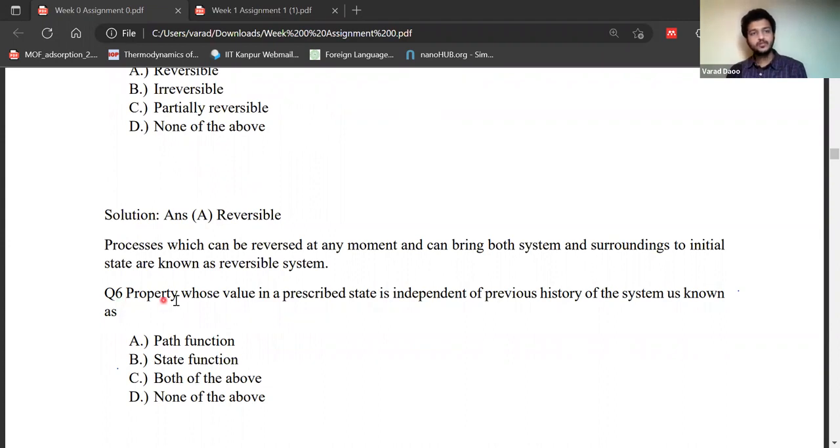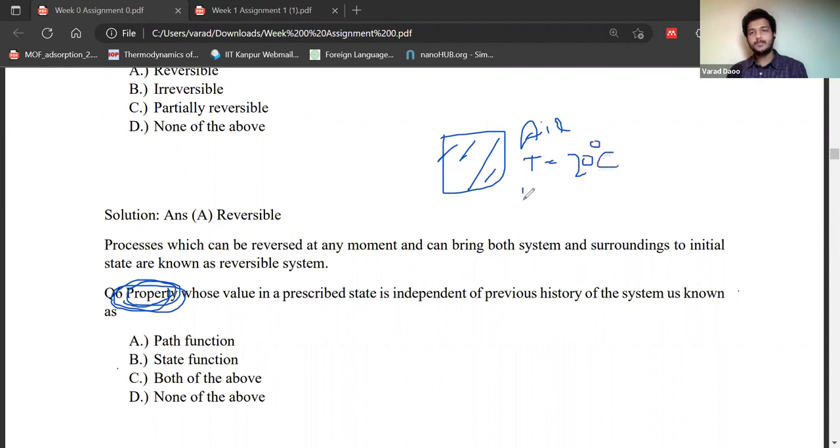So what is the question? The property whose value in a prescribed state is independent of the previous history of the system, right, is known as which? Okay, first let us understand what a thermodynamic property is, right? A property independent of the history. So let's say you have a container which has air in it, and we say the temperature is, let's say, 20 degrees centigrade, pressure equal to 1 atmosphere, and volume, let's say, is 1 meter cube.